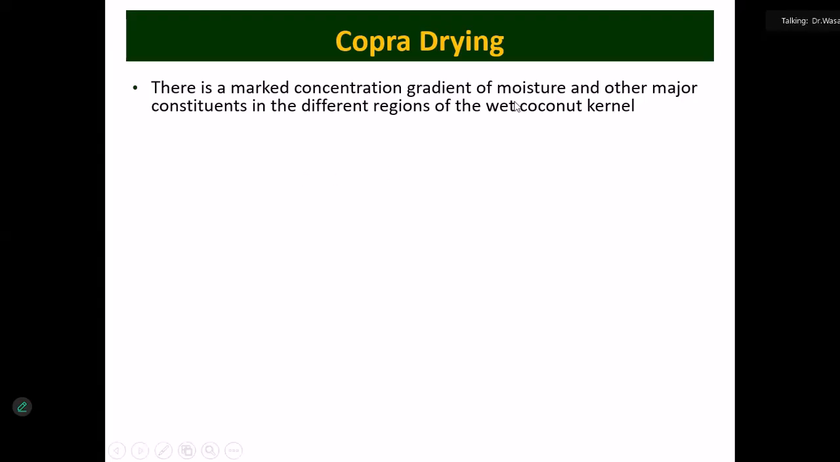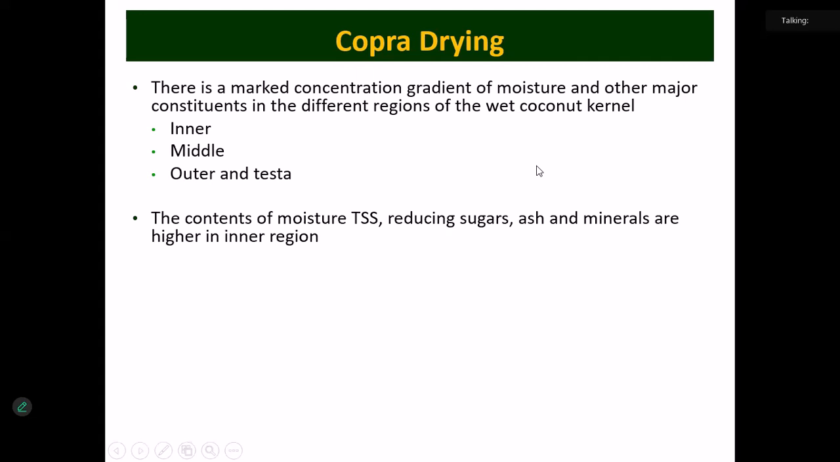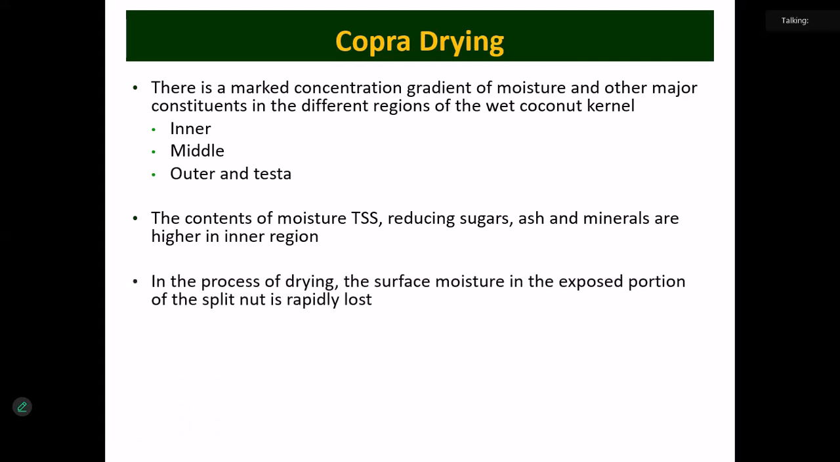The moisture concentration gradient in the different regions of the wet coconut kernel: inner, middle and outer. Outer means the shell side. Inner means the side where the coconut is cut. So water removal happens from the inner side. That is why, in the process of drying, surplus moisture in the exposed portion of the split nuts is rapidly lost.